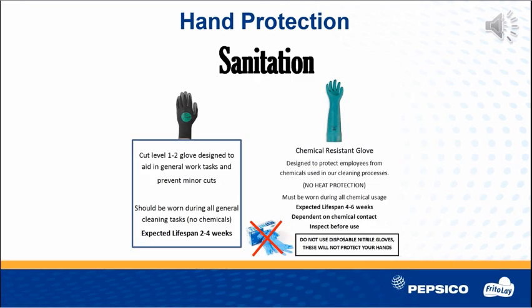Hand protection for sanitation. A cut level 1 to 2 glove designed to aid in general work tasks and prevent minor cuts. Should be worn during all general cleaning tasks, no chemicals. The expected lifespan is 2 to 4 weeks.